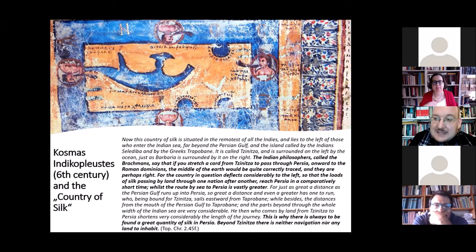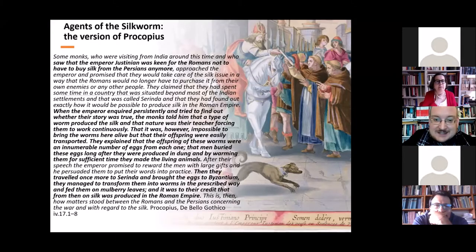This is connected to another well-known narrative, at least here in Austria, it was even in school books, maybe also in Italy: the episode that Emperor Justinian wants to circumvent the Persian intermediaries for the silk trade, and therefore initiates an episode of what we would call today industrial espionage by two monks, who then bring the secret of silk production from the land of silk to Byzantium, as we learn from Procopius.